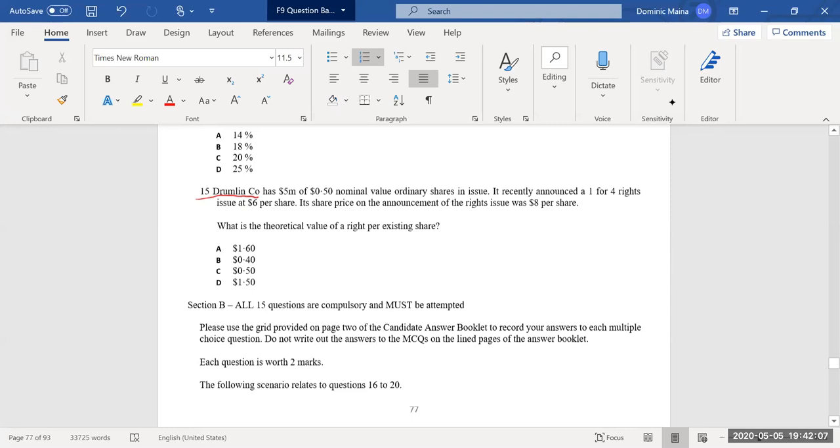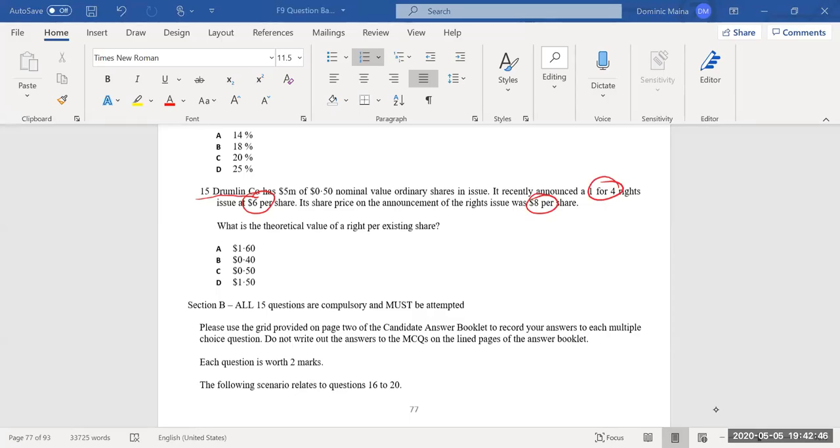Therefore, in this question, we need to get the theoretical exercise share price, which is how much? The offer is 144. We'll be told that the new share is going to be offered at 6 shillings per share. The current share price, you'll be told, is equal to 8. Therefore, we determine the theoretical exercise share price.